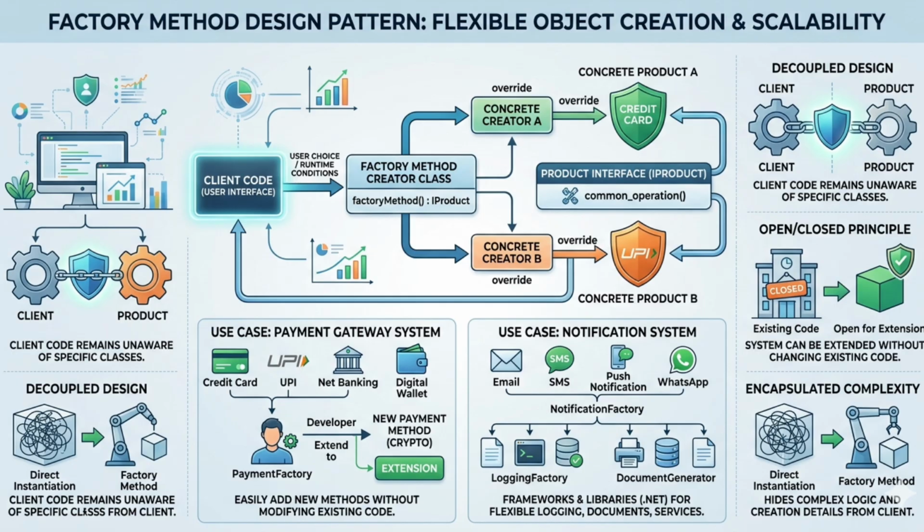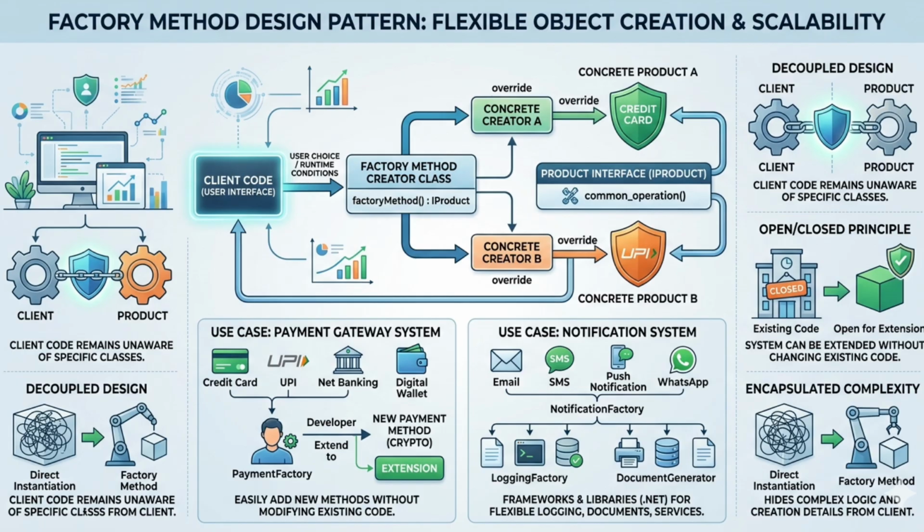One common use case for the factory method pattern is in applications that handle multiple types of services or operations. For example, in a payment gateway system, users may choose different payment methods such as credit card, UPI, net banking, or digital wallets. Instead of embedding complex conditional logic throughout the code, a factory method can be used to create the appropriate payment object based on user input.